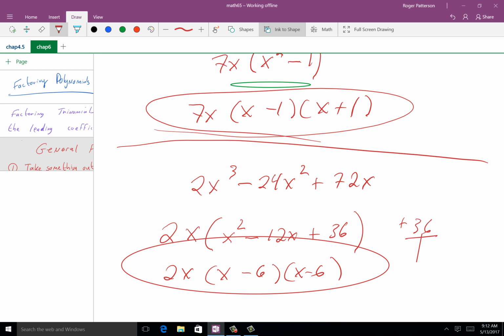So when I'm doing these, I'm looking to take stuff out and then going down that list. Just keep going down that list. Is it a difference of 2 squares? Is it a trinomial? You got to recognize them though and know what they are.